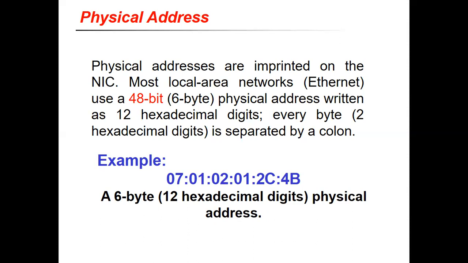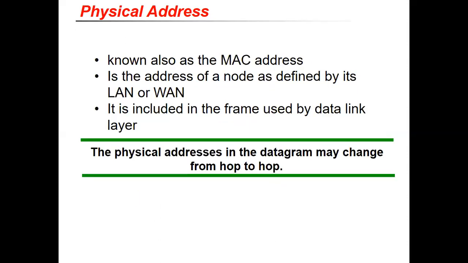Most local area networks, that is Ethernet, use a 48-bit, that is 6-byte, physical address written as 12 hexadecimal digits. The physical address is also known as the MAC address. It is the address of a node as defined by its LAN or WAN. It is included in the frame used by the data link layer. The physical address in the datagram may change from hop to hop.